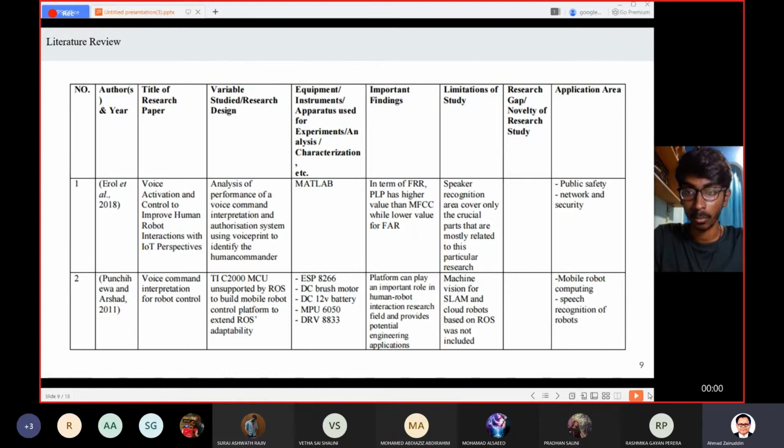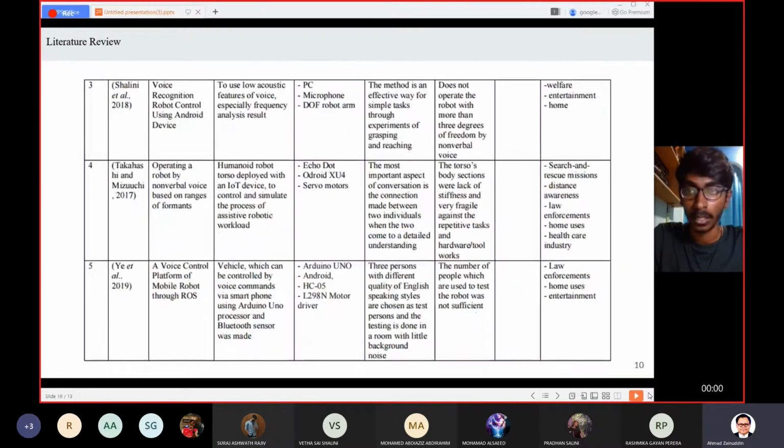The next one is voice command integration for robot control. For this, they use a mobile robot to extend ROS adaptability. The important finding here is that the platform can play a very important role in human and robot interaction. Next, we'll go to voice recognition robot control using an Android device. This project is very similar to mine. One important thing I found is that the method is an effective way of doing simple tasks through experiments of grasping and reaching, which means you have to keep testing the robot until it gets the correct data.